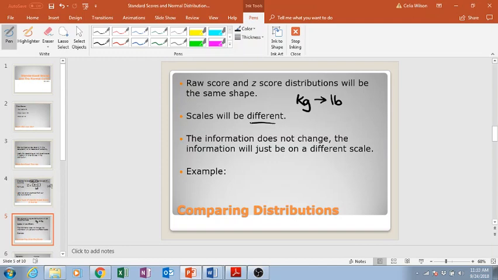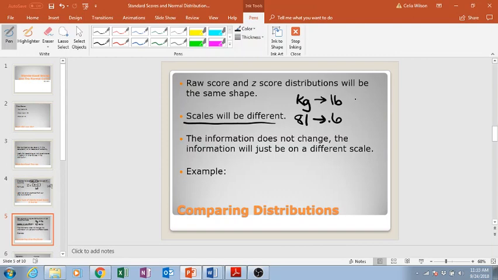Well, that's the same idea with raw scores and Z-scores. I had my 81 raw score, and I just converted it to a Z-score of 0.6. Okay? So I haven't changed the information. I've just put it in a different metric.